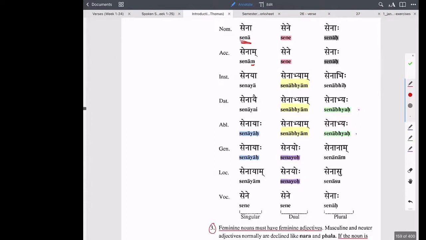How about I go with the army? I is aham, with the army is senaya saha, and then go is gachami. Good, 10 out of 10. Well done. Okay, I obtain water for the army. I is aham, jalam labhe. Aham, senaye, jalam labhe. Good.